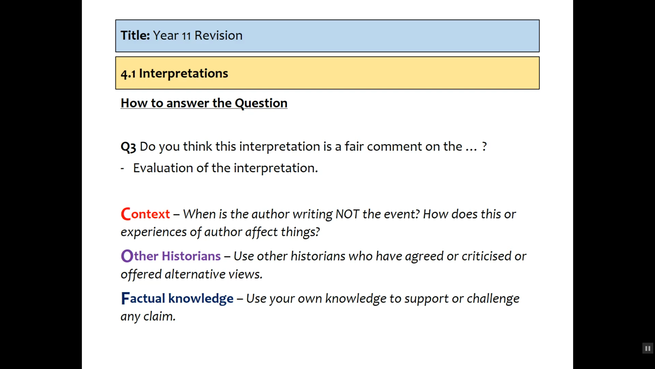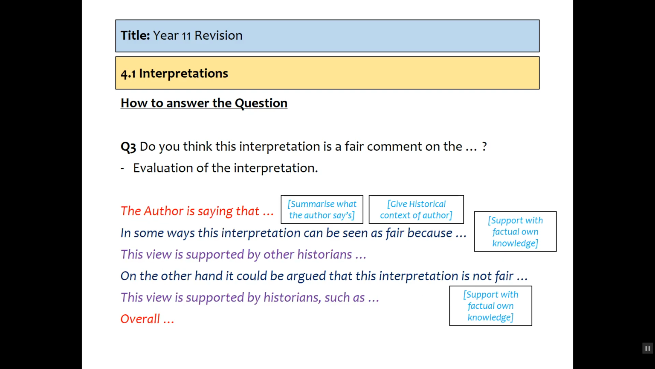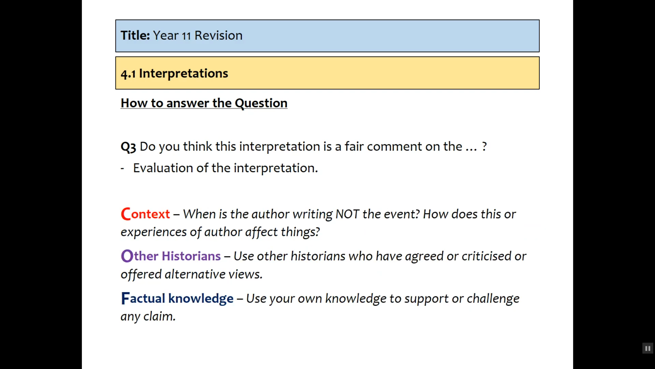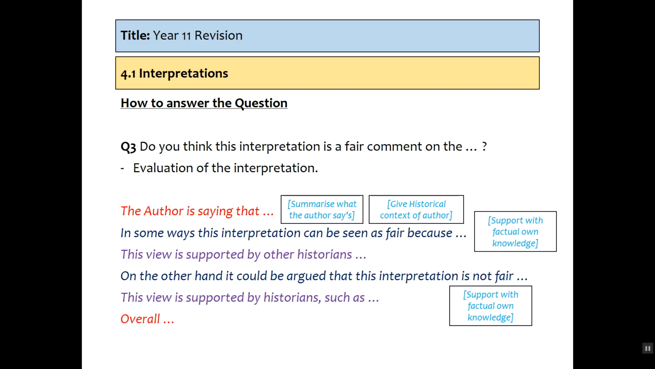You've got to use other historians. You have to know the names, or at least the schools of thought, so that you can criticise and offer alternative views. And lastly, you must support it with your own knowledge. You've got to support or challenge the view that's given in the interpretation. Now, this is a very basic approach, but this is something that you can use. So you can use this writing frame as long as you are ticking each of these boxes. Am I talking about the context that the author's writing at the time? Am I talking about other historians? Am I talking about factual information around the outside?